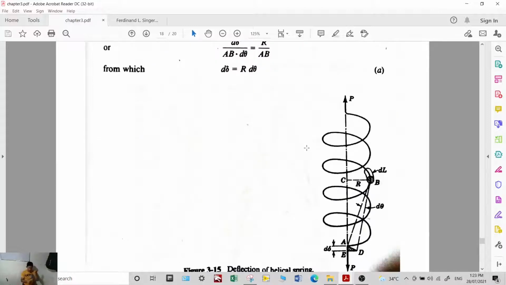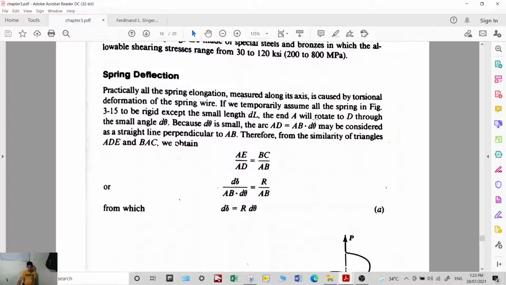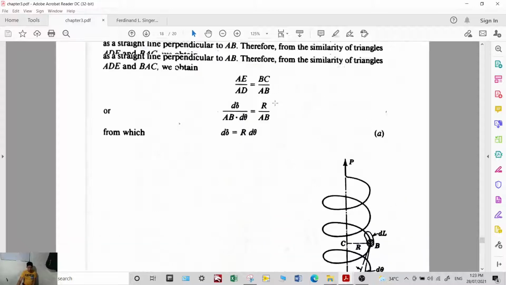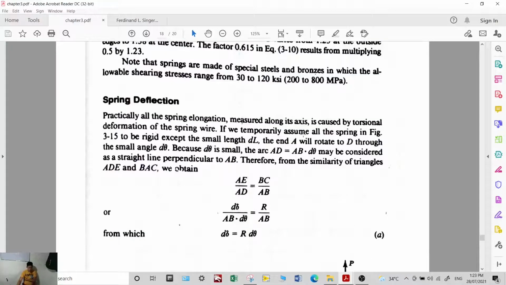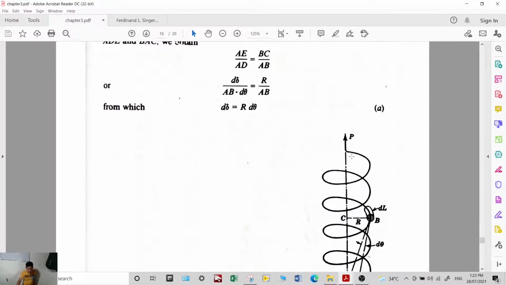Now, let's proceed with the deflection sa imong spring. So, pag binat ni, siyempre mo deflect na imong spring. The spring deflection measured along its axis is caused by torsional deformation of the spring wire. If we temporarily assume all the spring in figure 3.15 to be rigid except the small length dl. Okay, so this is the length dl.